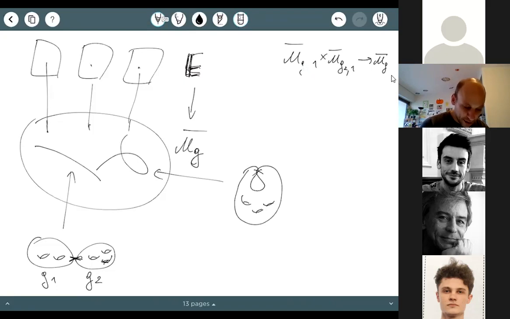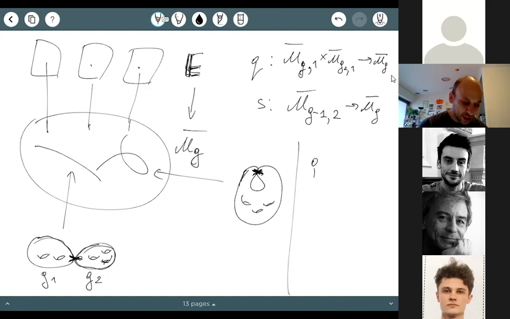What is this map? As this picture shows, you take a stable curve of genus g1 with one marked point, take a stable curve of genus g2 with one marked point, and you glue them together. And there's another map from M_g-1,2 bar to M_g bar, and this is this picture. You take a stable curve of genus g minus one with two marked points, and you glue these two marked points together, and you get a stable curve of genus g. So let's call these maps Q and S.